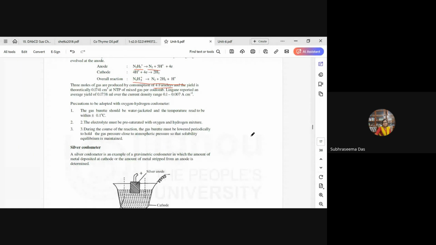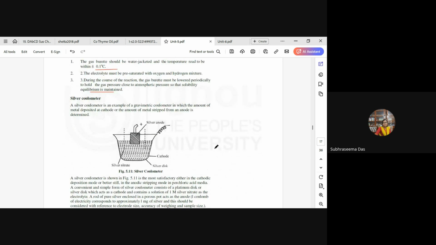Certain precautions need to be followed while handling such types of coulometers. The first is that the gas burette should be water jacketed, and the temperature should be within plus or minus 0.1 degree centigrade. The electrolyte must be pre-saturated with an oxygen and hydrogen mixture, and during the course of the reaction, the gas burette must be lowered periodically to hold the gas pressure close to atmospheric pressure to maintain equilibrium.